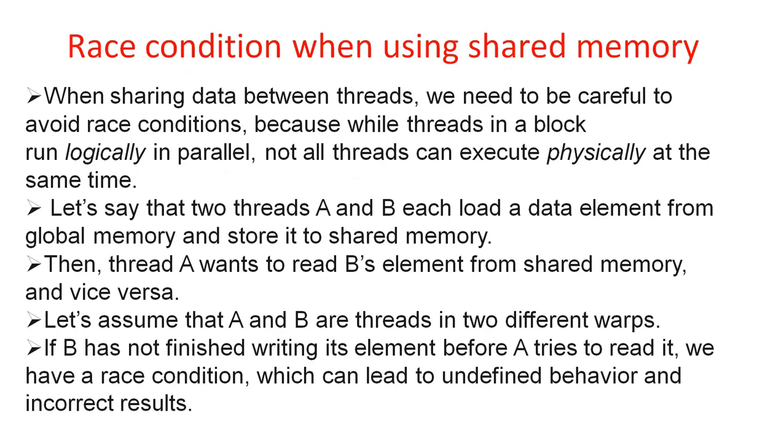Now, there is a condition called race condition when using shared memory. It's like two people trying to access the same location. When sharing data between threads, we need to be careful to avoid race conditions. Let's say two threads A and B each load a data element from global memory and store it to the shared memory. Then thread A wants to read B's element from the shared memory and vice versa. Let's assume that threads A and B are in two different paths. So if B has not finished writing its element before A tries to read it, we have a race condition.